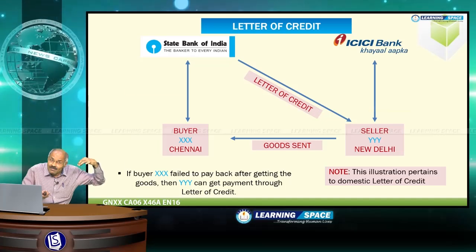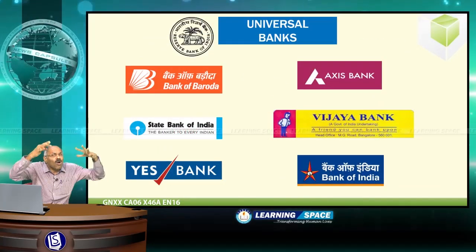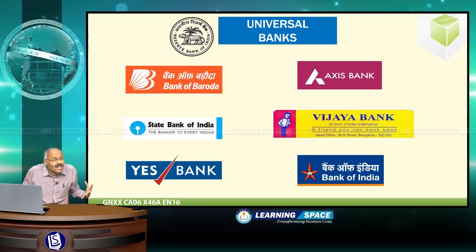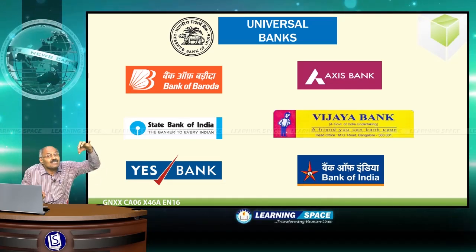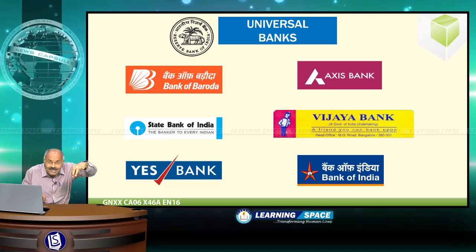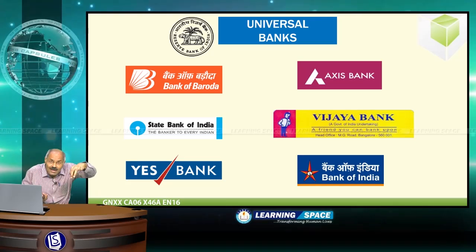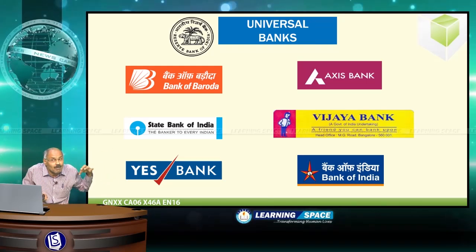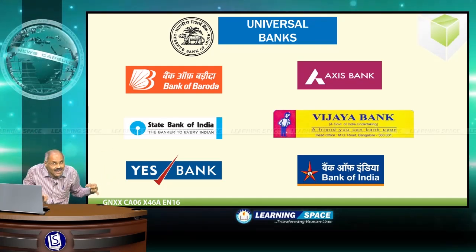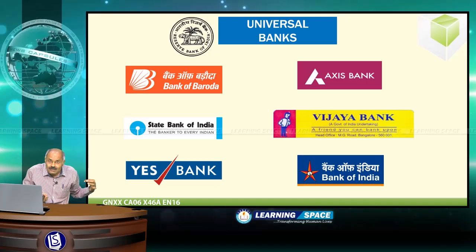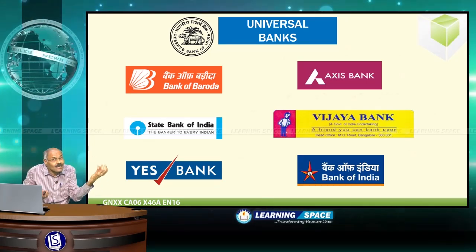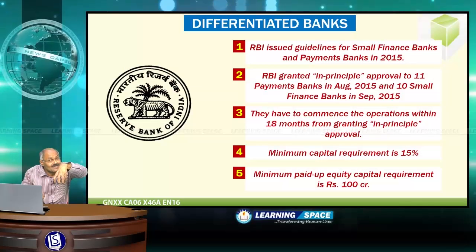So, whatever I have discussed here, all these activities can be undertaken by banks nowadays. So, that's why they are called universal banks. So, ICICI Bank, HDFC Bank, Vijaya Bank, Andhra Bank, Bank of Baroda, these are all examples of universal banks. So, they can do any type of operation. So, after discussing about universal banks, let us look at differentiated banks.